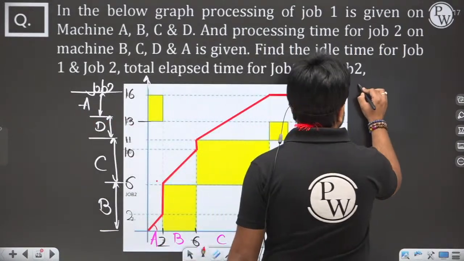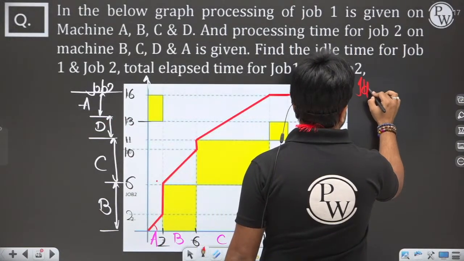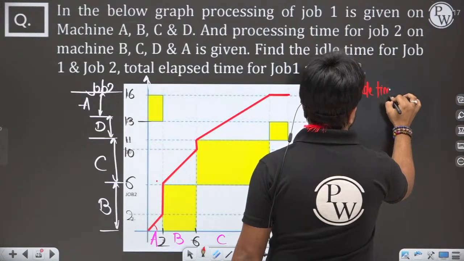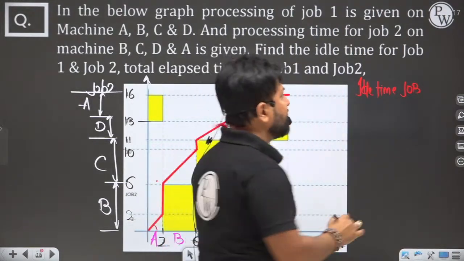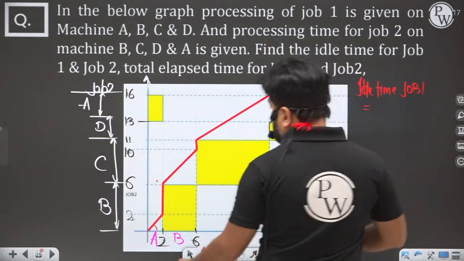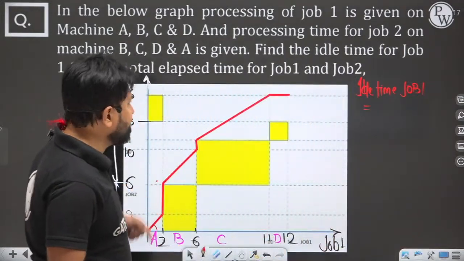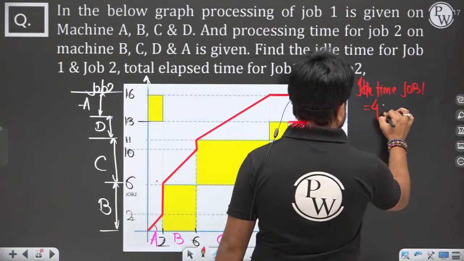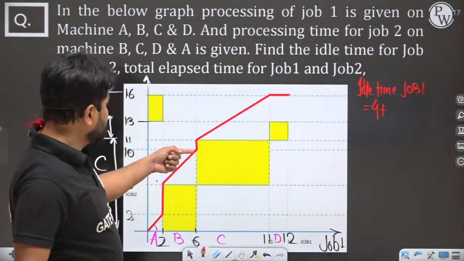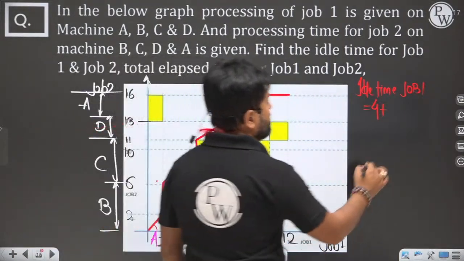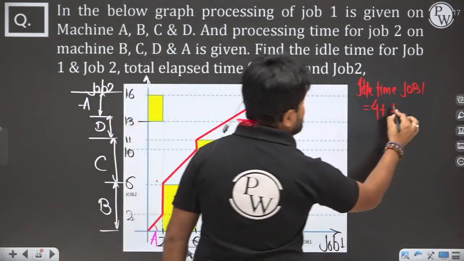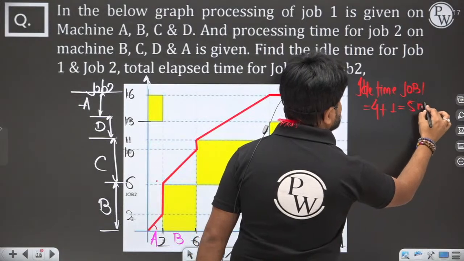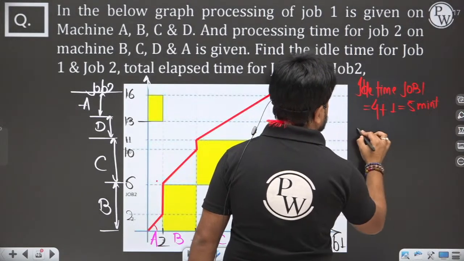So here, the ideal time for job 1 is from 2 to 4 it is ideal, 4 plus, from 10 to 11 it is ideal, plus 1. Then job 1 is processing continuously. So ideal time is 5 minutes, if time is in minutes.